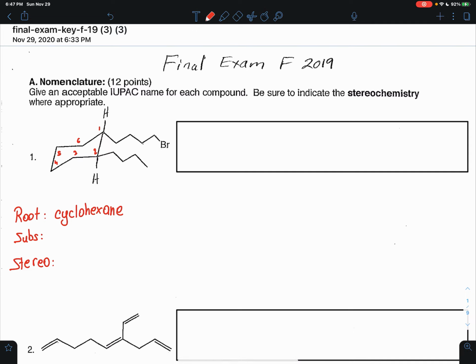And then for the subs, we have two subs. And remember, one thing about the subs is that you always want to start counting from the left, from the main chain out. 1, 2, 3, and 4. So for the first one, it's going to be 1, 4 bromobutyl. And for the second one, it's going to be just a 2 butyl, right? Because it's a 4 carbon, 2 butyl.